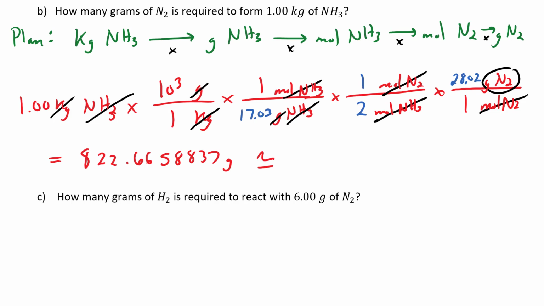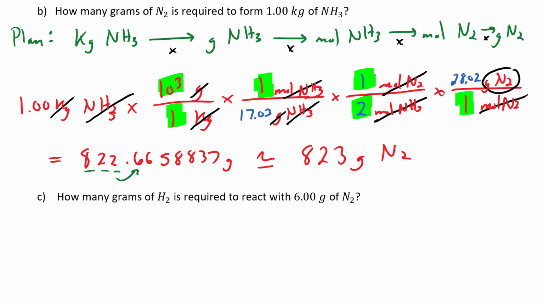Round this off. Significant digits now: exact number, exact number, exact number. I have 3, 4, and 4. I'm going to round this off to 3 significant digits. That's a 6, so it rounds up to 823 grams of nitrogen. Final answer.